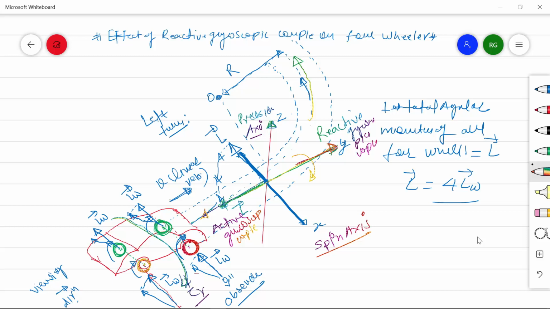So if this is the reactive gyroscopic couple, we can say this reactive gyroscopic couple will try to lift up the inner wheels and push the outer wheels in the downward direction. So if we draw the rear view of this car, let's say this is the rear view.